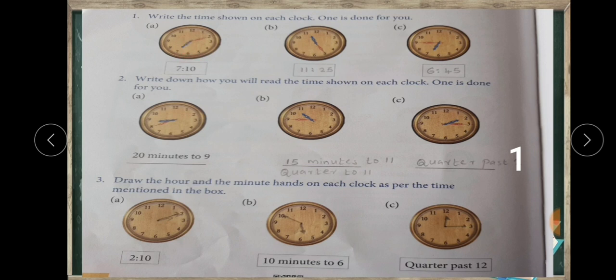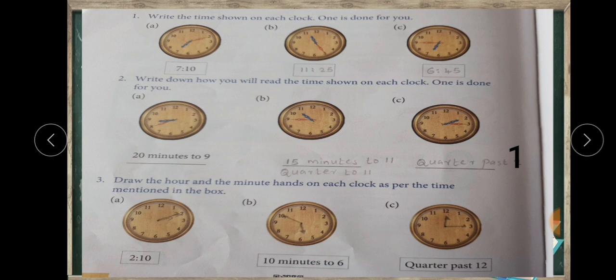In the second clock, the hour hand is on 11 and the minute hand is on 5. We know that 5 means 25 minutes, and we can read the time as 11:25. In the third clock, the hour hand is in between 6 and 7, in the middle of 6 and 7, and the minute hand is on 9. 9 means 45 minutes, that we know. So we can read the time as 6:45.